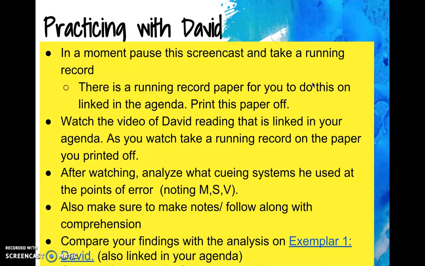After you have the running record and have watched, then you need to analyze the cueing systems that David used at the point of error, noting M, S, and V. Also, as you watch the video, make sure you are taking notes and following along with David's comprehension. After you have done all of this analysis yourself, you've had some personal practice, then I would like you to compare your findings with the analysis on Exemplar 1, David. This is also linked in your agenda. Once you have done all of this, please resume this screencast.